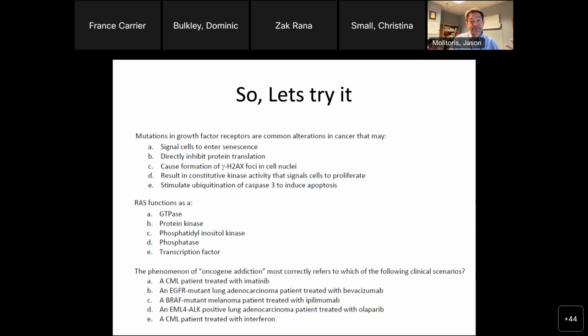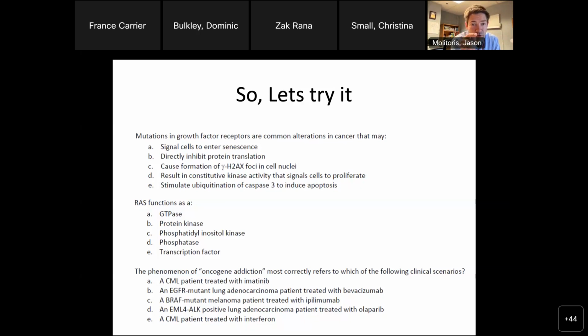So here are 3 questions. All right, I'm going to read them out, and you can make a note about what you think the answers are, and then we'll come back to them towards the end of the lecture. So mutations in growth factor receptors are common alterations in cancer. And these mutations in growth factor receptors can signal cells to enter senescence, directly inhibit protein translation, cause formation of gamma-H2AX foci, result in constitutive kinase activity, leading to cell proliferation, or stimulate ubiquitination of caspase-3 and induce apoptosis.